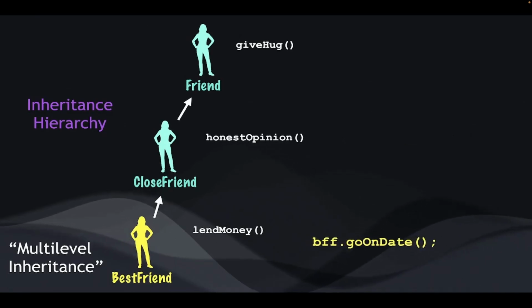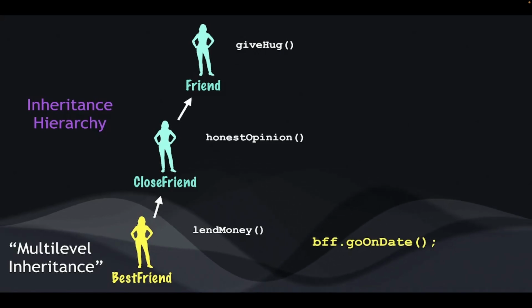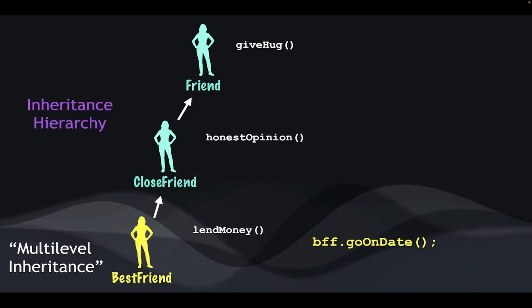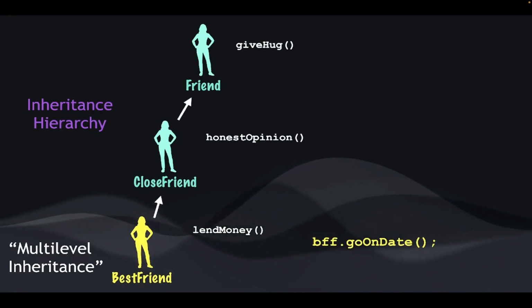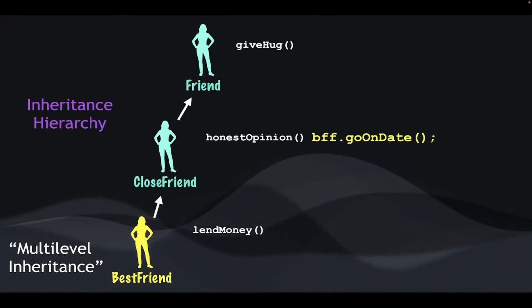If we try and call a method that doesn't exist, like we want to ask our BFF to go on a date, which is not a behavior that a best friend has, we probably shouldn't be doing that. But it's going to come to the best friend class. It's going to look around and say, hey, I'm looking for a method to go on a date. Nope, but this extends close friend. So let's go look there.